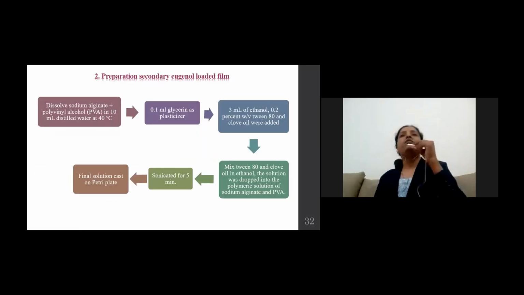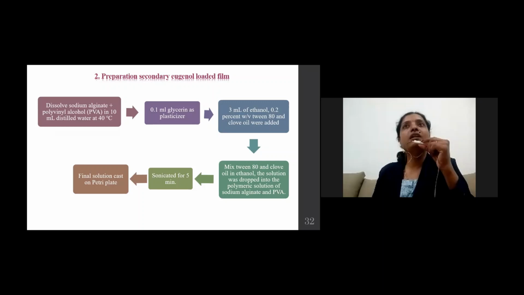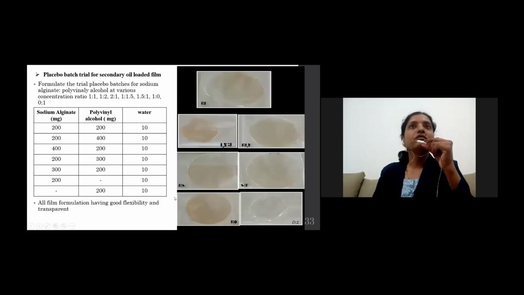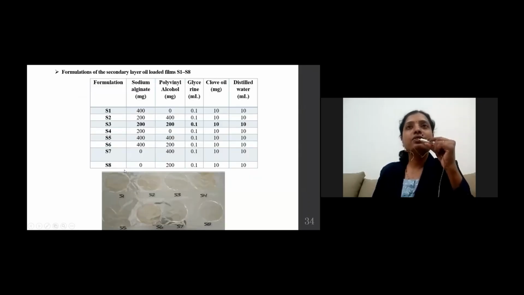Now there is the formation of the secondary loaded film, the film containing the sodium alginate and PVA. I have used different concentrations of sodium alginate and PVA, and glycerin was used as the plasticizer. Clove oil was dissolved in ethanol and Tween 80, and further it is added into the polymeric solution to cast the film. These are the different compositions of sodium alginate and PVA to form the secondary layer, and the final volume was 10 ml. In this also we found that a 1:1 ratio of PVA and sodium alginate gives the optimum film, having optimum flexibility, transparency, and easily peelable.